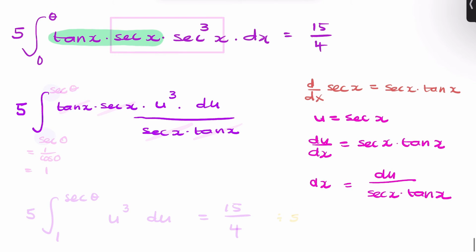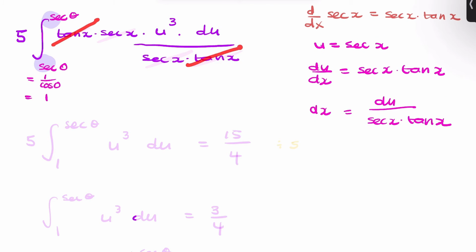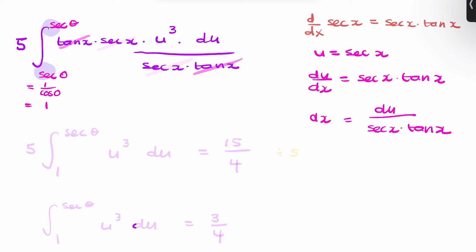And what we also need to do is to rewrite the limits, because what we have is limits for x. We now need to replace with limits for u. And u is simply secant x. So I can simply replace theta with secant theta and replace 0 with secant 0. And secant 0 is 1 over cosine 0, which is just 1. So it's 1 over 1. So that's our question. And now it looks much nicer, I guess, because we can cancel everything that has an x in it.